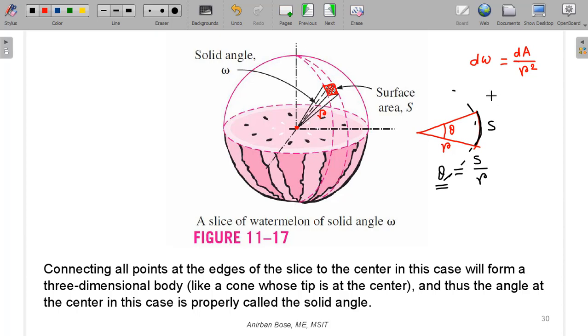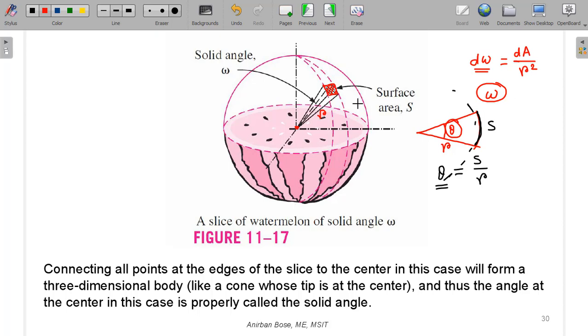So this is how the solid angle is symbolized. The symbol of the solid angle used is omega. In case of a 2D angle, you know the symbol is theta. Similarly, if it is a finite area, instead of an elemental small area, in that case that area divided by r square is the solid angle.